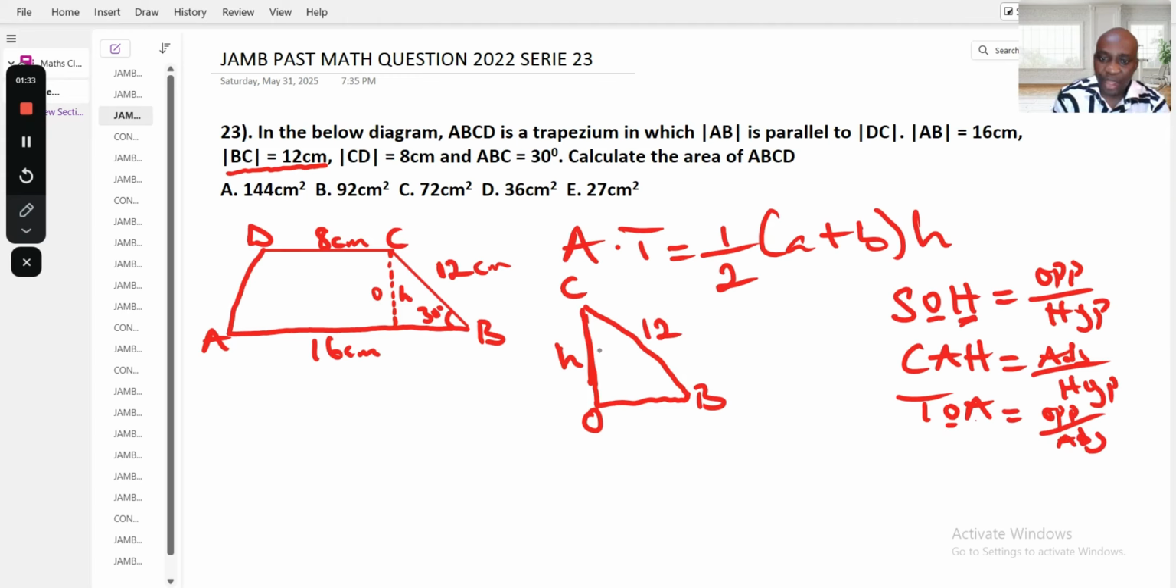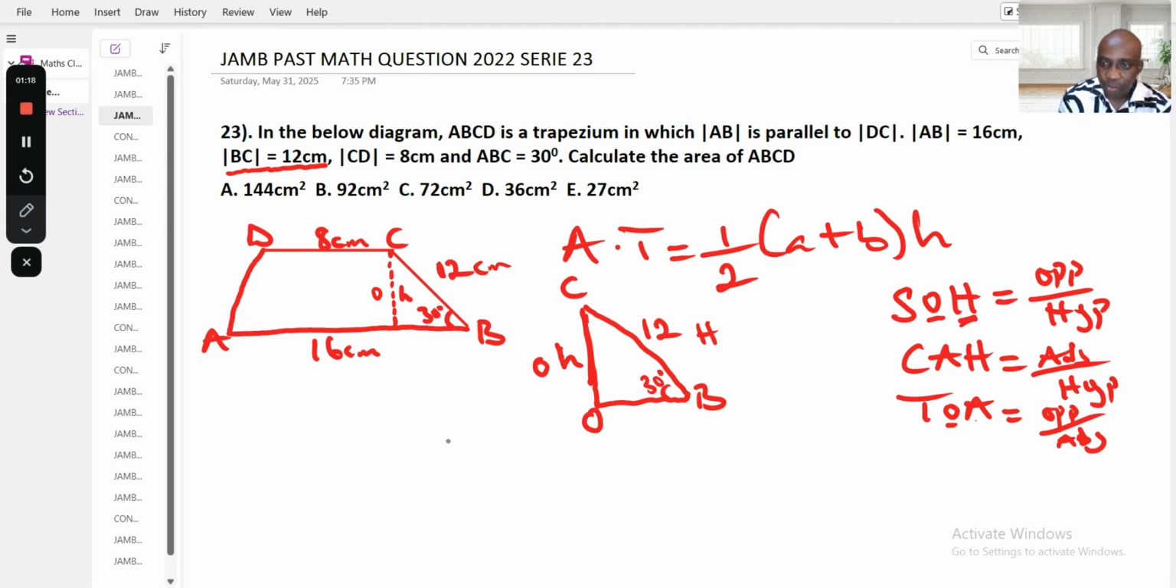Now what do we have here? We have two sides here. This side is opposite, this side is the hypotenuse. Therefore, which one goes with it? Sine. It means that we are going to use sine. This angle is 30 degrees.